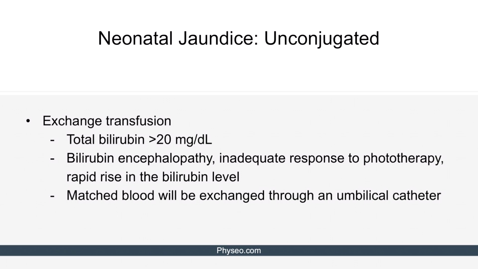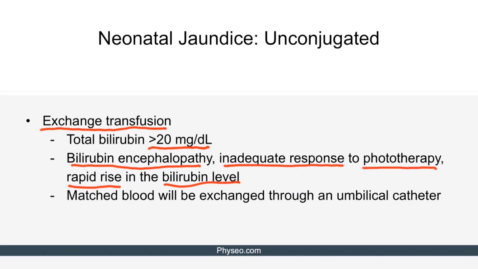However, infants with more severe jaundice from unconjugated hyperbilirubinemia will require an exchange transfusion. The threshold for exchange transfusion in a 24-hour-old baby who is born at term is a total bilirubin level greater than 20 milligrams per deciliter. However, the threshold for transfusion will vary based on risk factors, clinical presentation, and the age of the infant. Exchange transfusions may also be required in an infant with bilirubin encephalopathy, inadequate response to phototherapy, or with a rapid rise in the bilirubin level. An exchange transfusion will be performed by exchanging matched blood through an umbilical catheter.